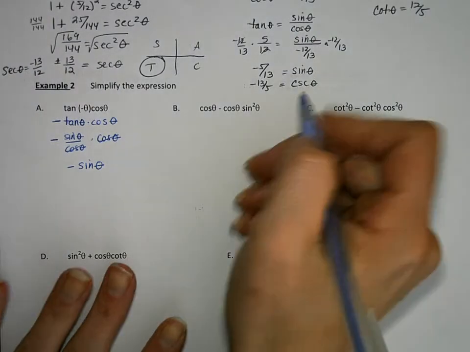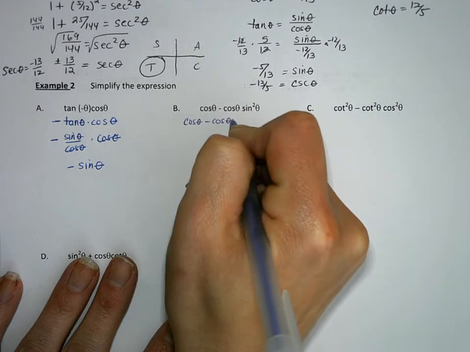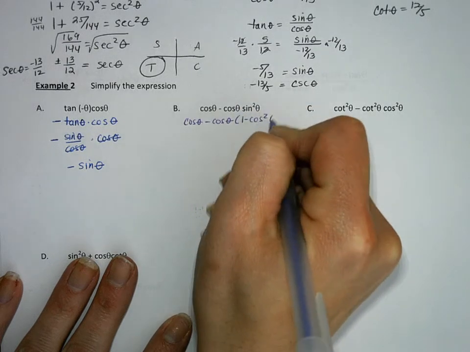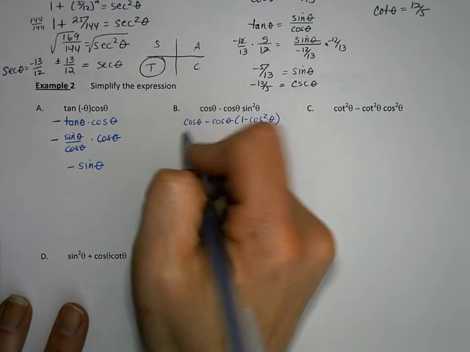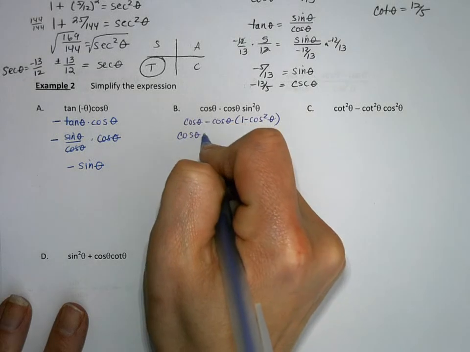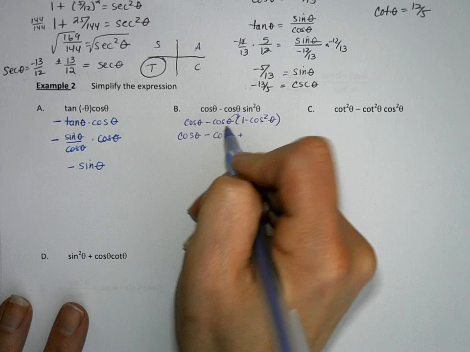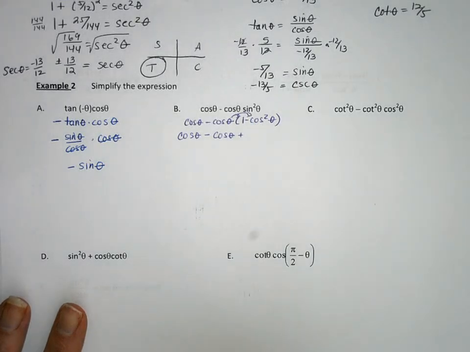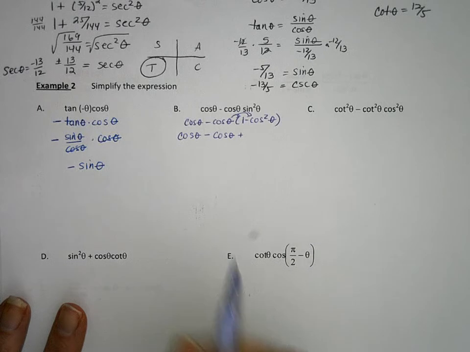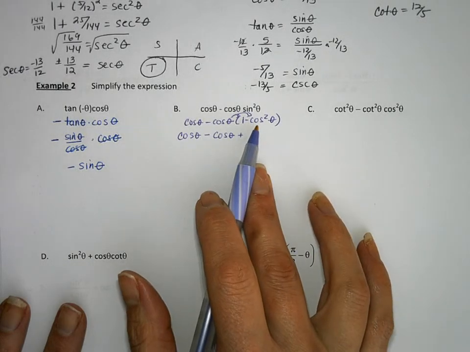Okay, in place of sine squared, I'm going to put the quantity of 1 minus cosine squared. All right, now what am I going to have to do? We're going to distribute. Okay, so we have cosine of theta minus, well, cosine times 1 is cosine of theta, plus negative cosine times negative cosine squared. What is that? Negative cosine times negative cosine squared. Cosine cubed.